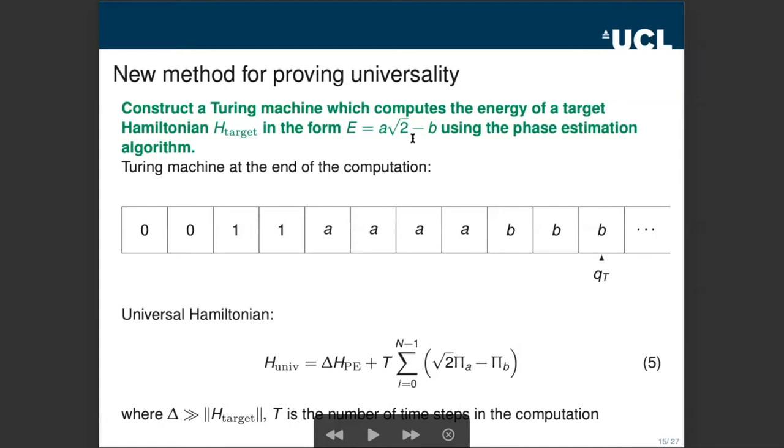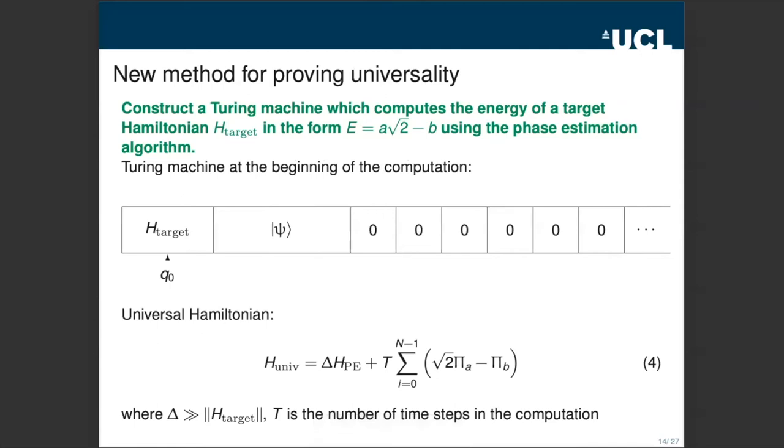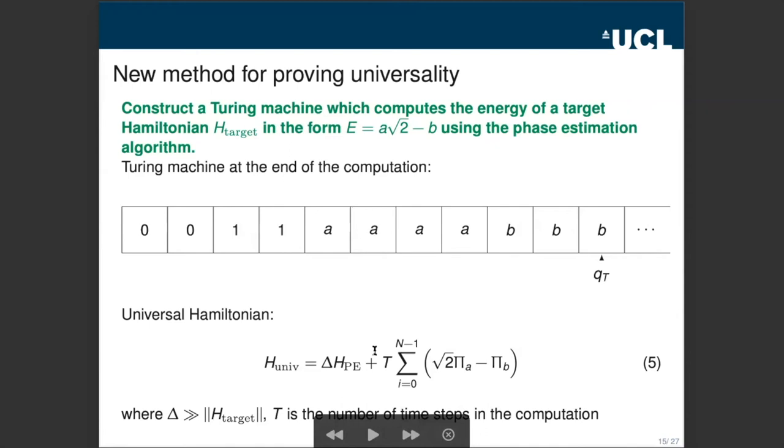The universal Hamiltonian is then of this form here, given in equation 5. So HPE here is a history state Hamiltonian. So the ground state of HPE corresponds to a history state which encodes the history of this computation. So it's a highly entangled state which encodes the history of this computation. And we multiply HPE by a large energy penalty delta. So what that enforces is that the low energy state of this universal Hamiltonian is close to this history state.